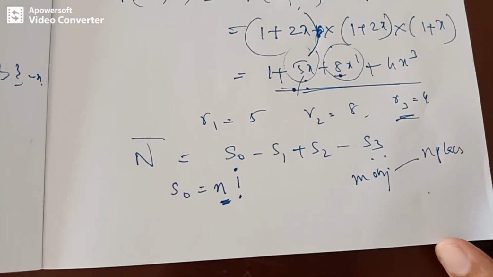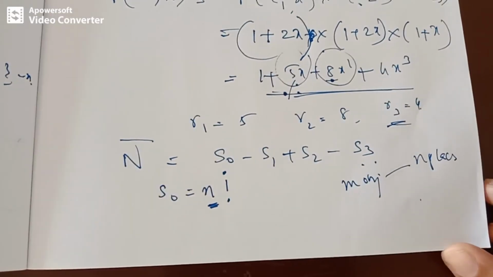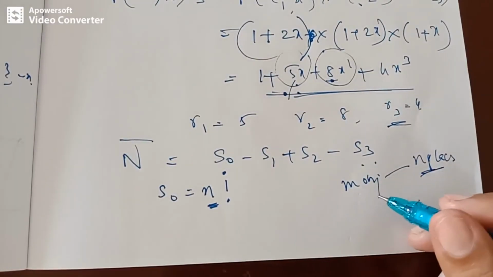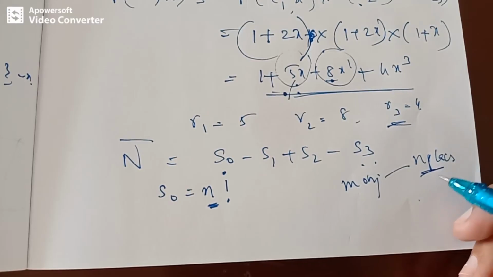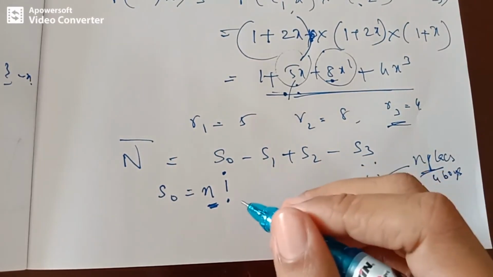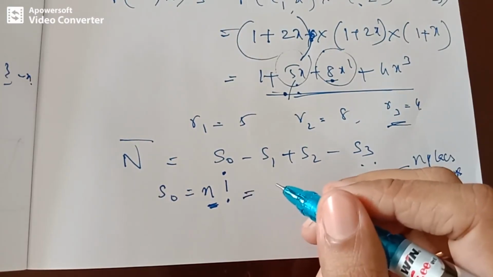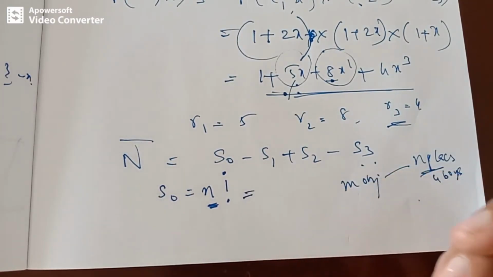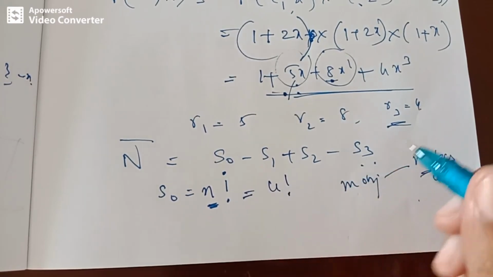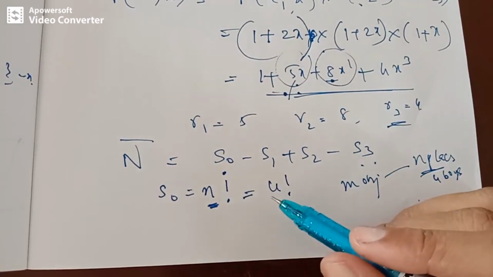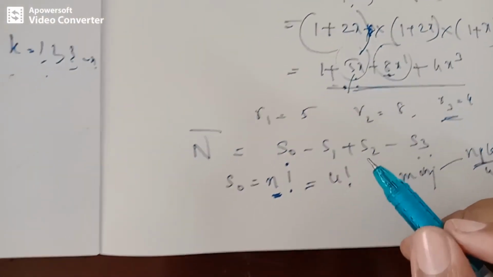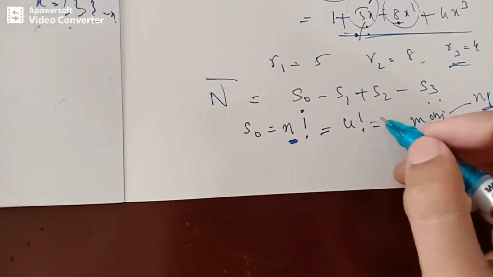So when we consider such a problem wherein forbidden positions are given, n represents the places, that means to whom it is given. So here 4 boys represents the value of n. So S0 is given by n factorial. The value of n is 4, it is given to 4 boys. So S0 is 4 factorial, which is nothing but 24.